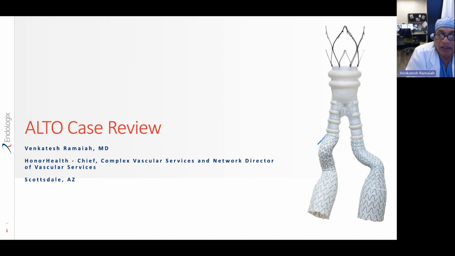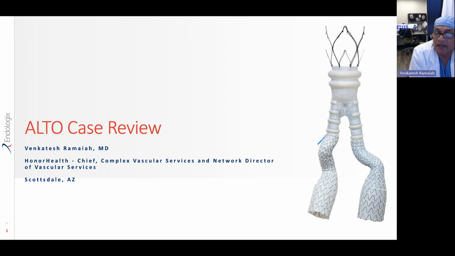I'm Dr. Venkatesh Ramaiah. I'm the Chief of Vascular Services and the Network Director for Vascular Services at the Honor Health Network in Scottsdale, Arizona. I'd like to take this opportunity to highlight a few features of the ALTO Stent Graft that is used in the treatment of abdominal aortic aneurysms.